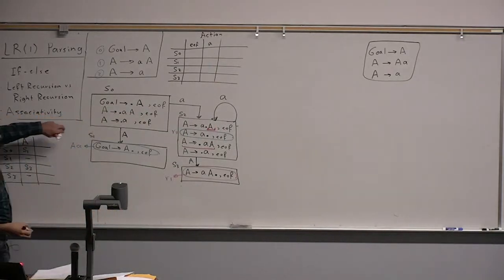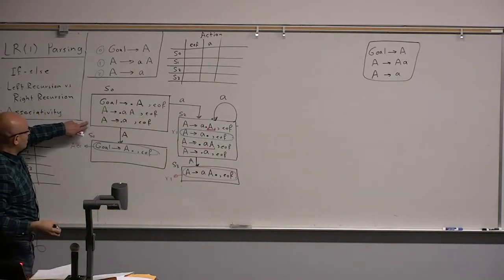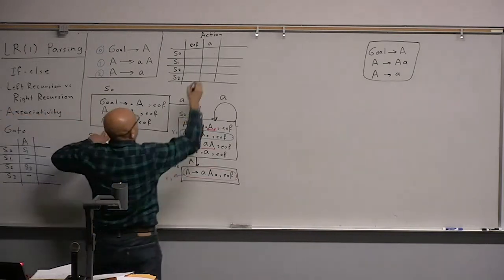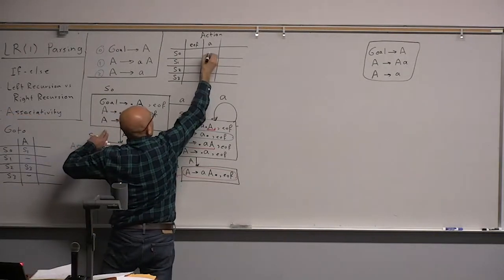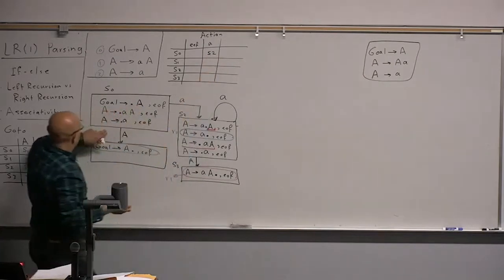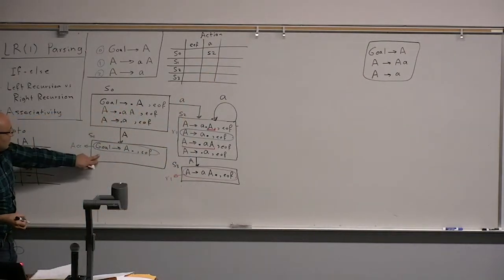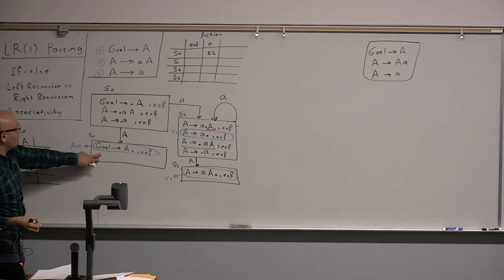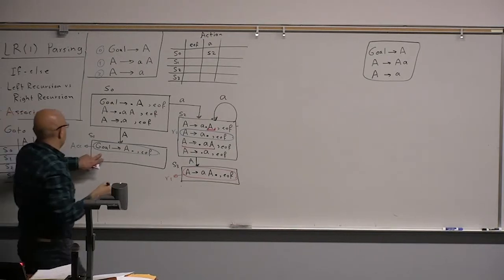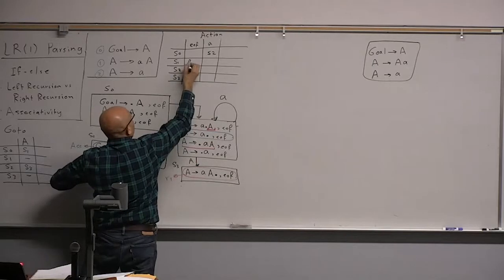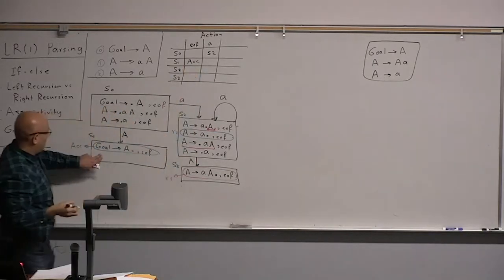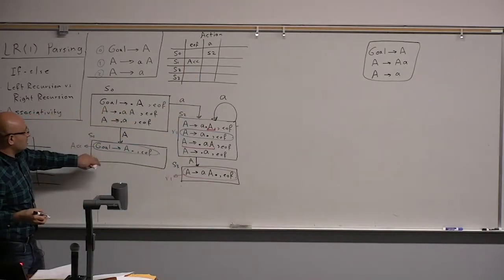And again, S0, there are no reductions, but there is a shift on an A. So if you are on an A, you shift and you go to S2. If you are in S1, there is a reduction if the look ahead is end of file, so you accept on end of file. No transition out of S1.